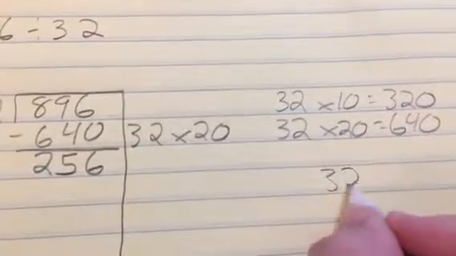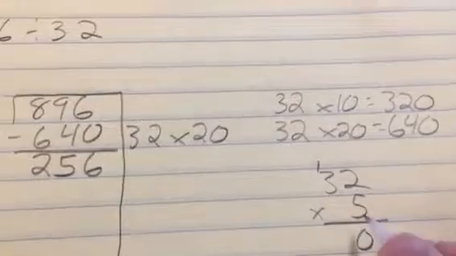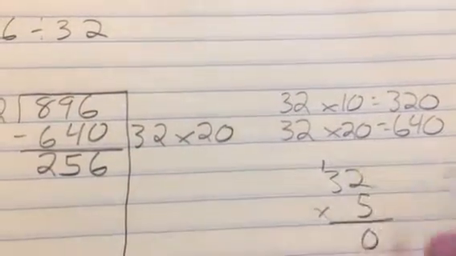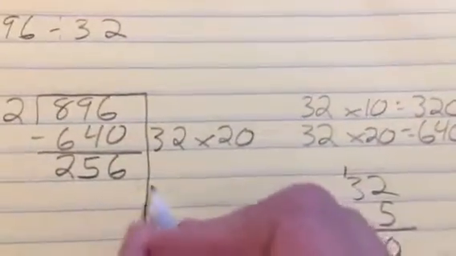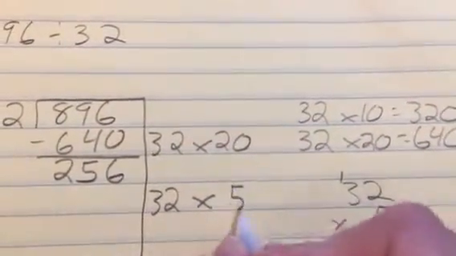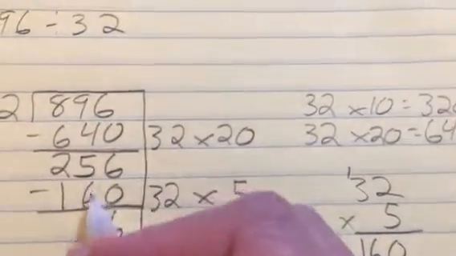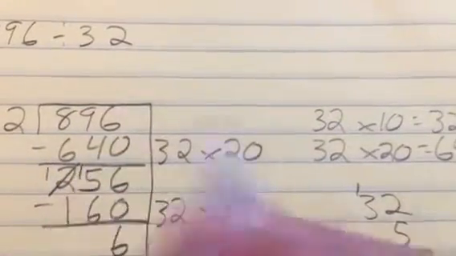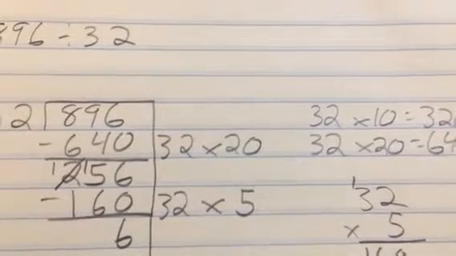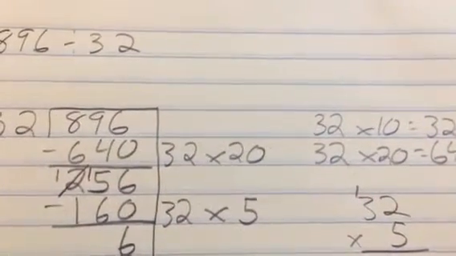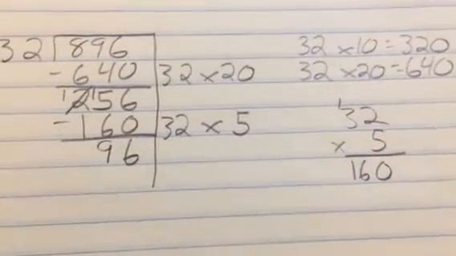I'm going to come over here. So 32 times 5. 5 times 2 is 10. 5 times 3 is 15. 15 plus 1 is 16. So I could do 32 times 5 because that would get me to 160. So 32 times 5 is 160. 6, I cannot do 5 minus 6, so I need to regroup. So 15 minus 6 is 9. Now we're left with 96.